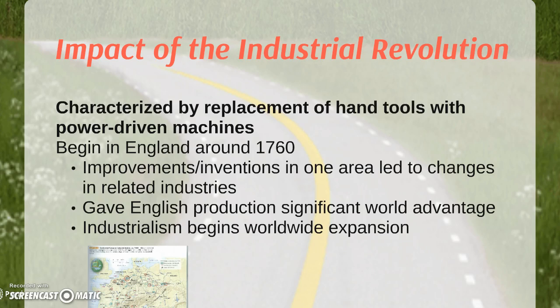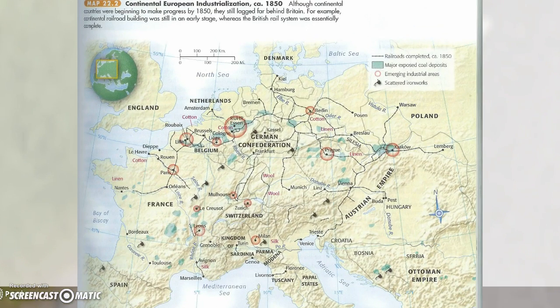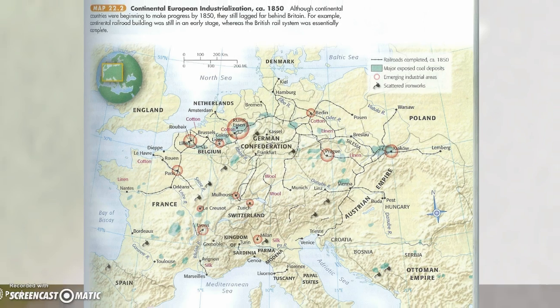It gave English production a significant world advantage over other countries, and industrialism began a worldwide expansion at that time. This is a picture of some of the cities where industrialization began early on the European continent, particularly in Germany, Belgium. You see there's several cities that were emerging industrial centers.